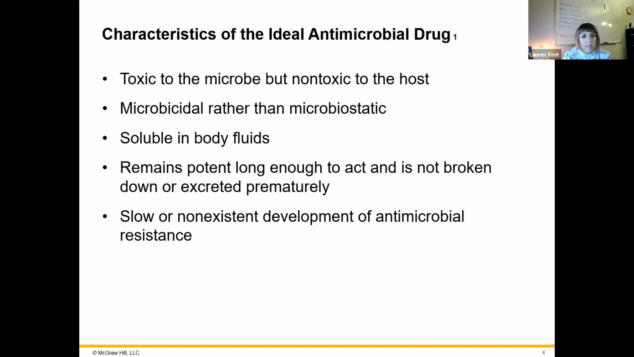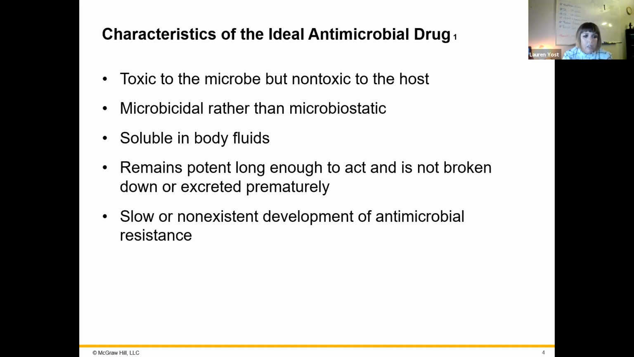So we want an ideal antimicrobial drug to be toxic to the microbe, but completely safe for the host. We want it to be microbicidal rather than microbistatic, which you'll learn about soon. Microbicidal means killing the organism instead of just stopping it from growing.